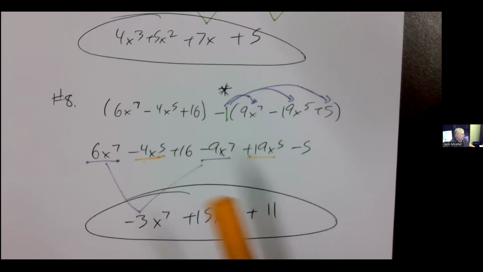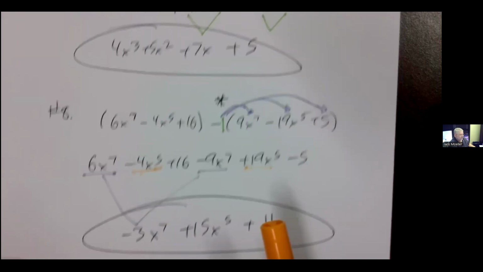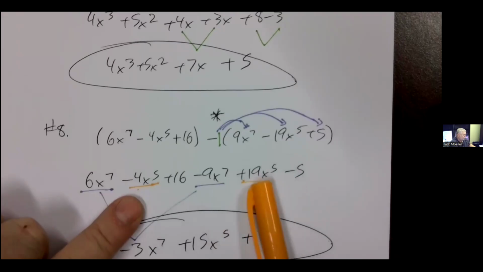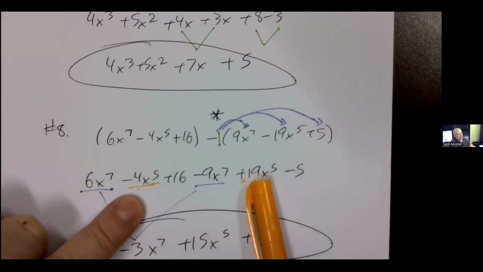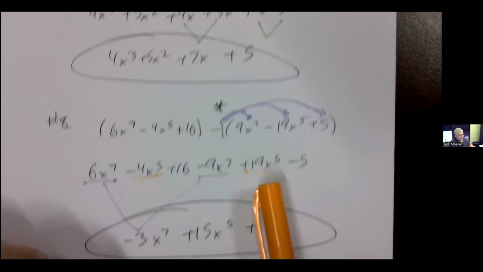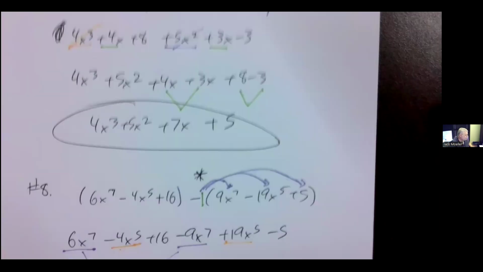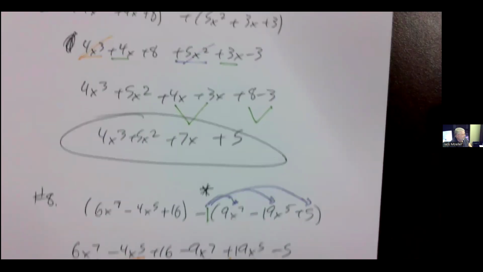Be aware that sometimes your like terms will cancel out. For example, if we had minus 4x to the fifth plus 4x to the fifth, that gives me 0x to the fifth. So then we would have no x to the fifth. There's nothing wrong with that. It's just how the problem ends up sometimes. All right, that's adding and subtracting.